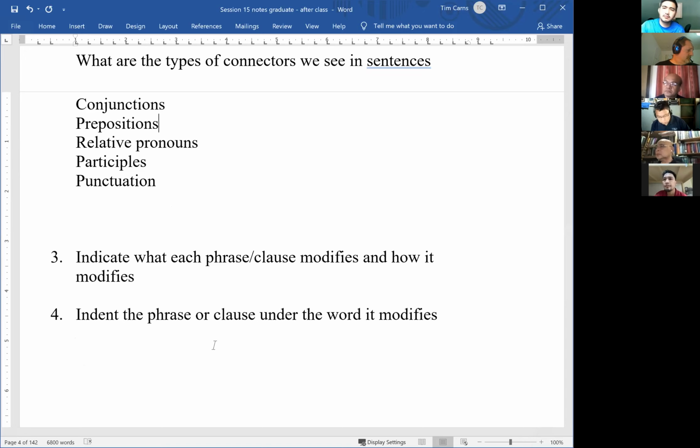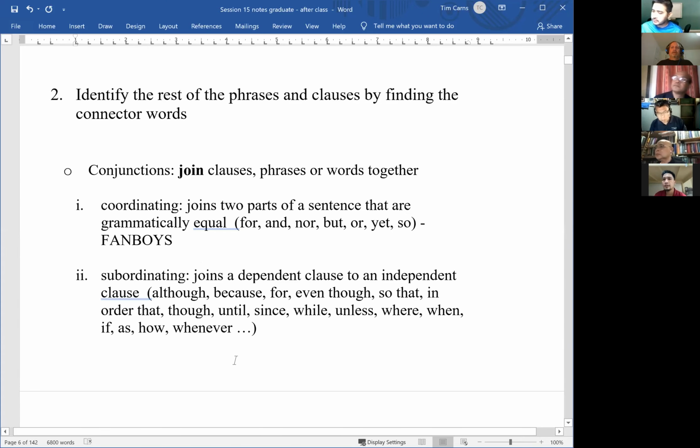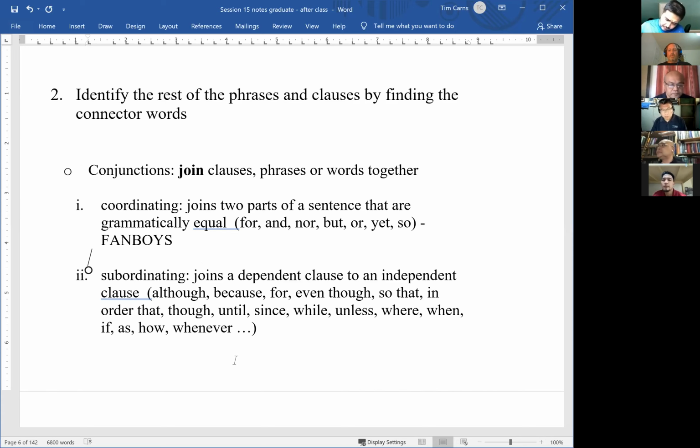Okay, so let's dig a little deeper and review for a moment these connector words and the conjunctions in particular. We talked about, and Pastor John was mentioning this just a moment ago, there are two types of conjunctions. There's what we call the coordinating conjunctions. Those will join two parts of a sentence that are grammatically equal, all right? This is really important to understand.